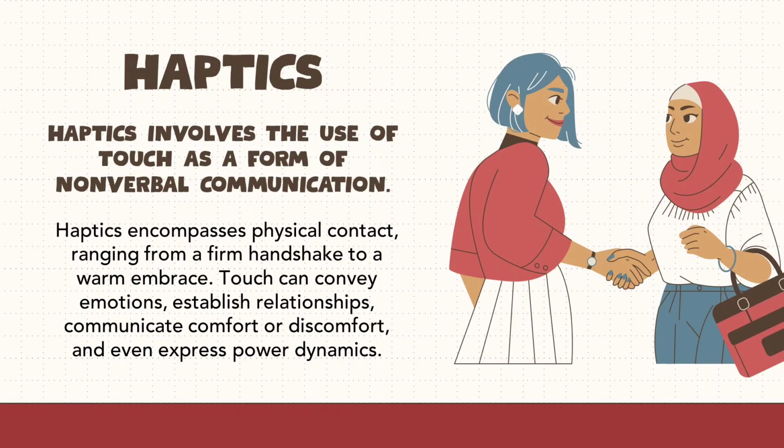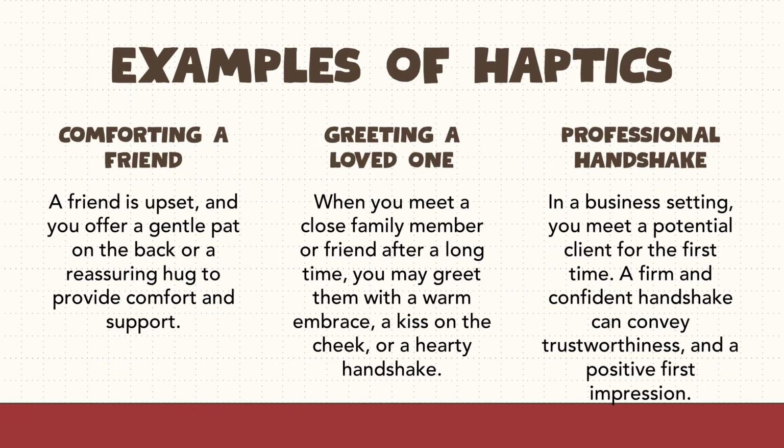The power or language of touch includes handshake, tapping the shoulder, hugging, holding hands, and fist bump. It mostly occurs in interpersonal communication. Examples of haptics: comforting a friend. A friend is upset and you offer a gentle pat on the back or a reassuring hug to provide comfort and support. The physical touch communicates empathy and solidarity.